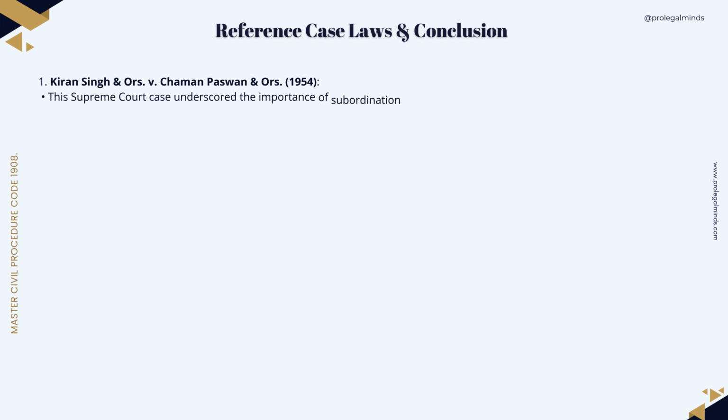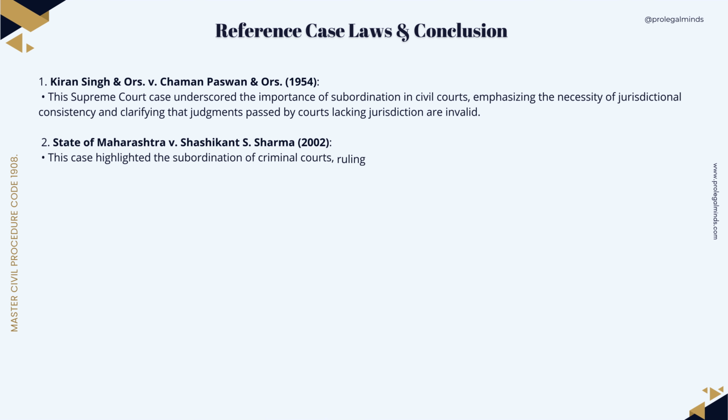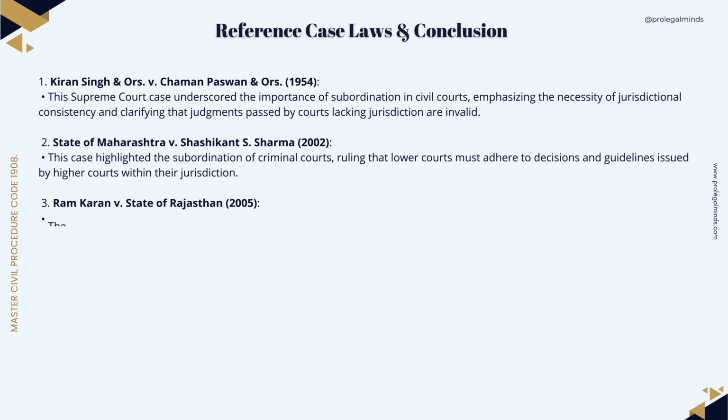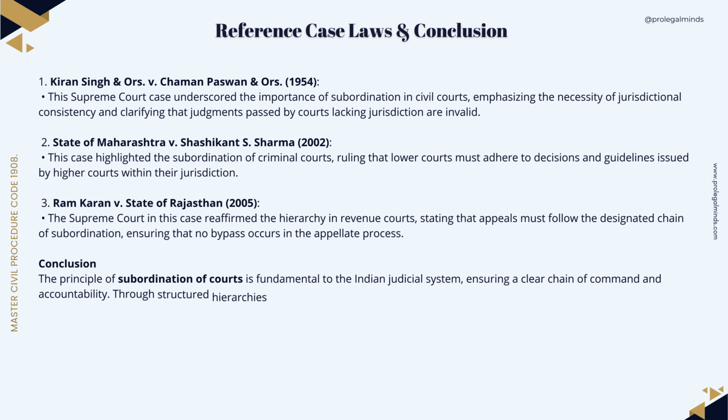1. Kiran Singh and Ors. versus Chaman Paswan and Ors., 1954. This Supreme Court case underscored the importance of subordination in civil courts, emphasizing the necessity of jurisdictional consistency and clarifying that judgments passed by courts lacking jurisdiction are invalid.